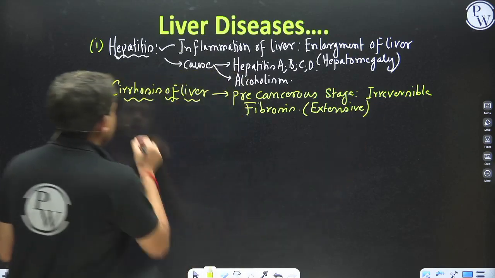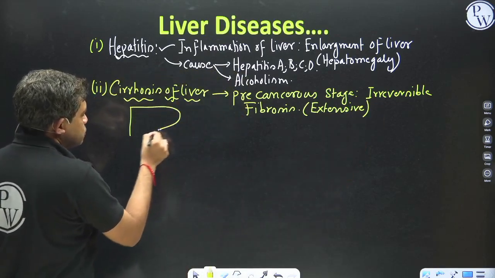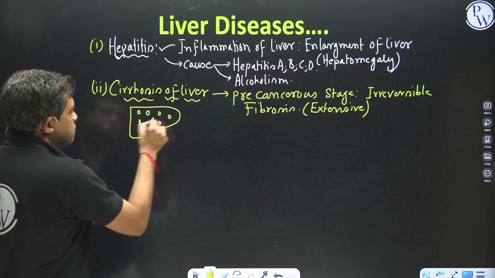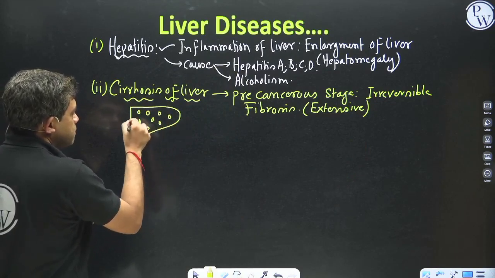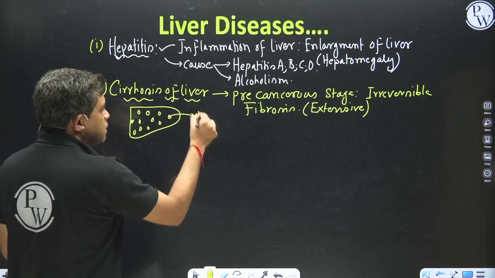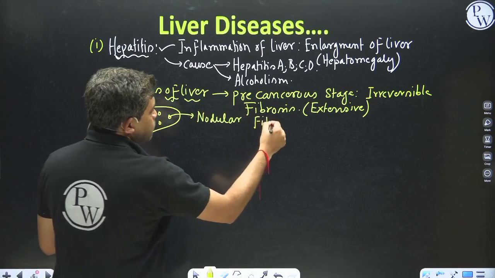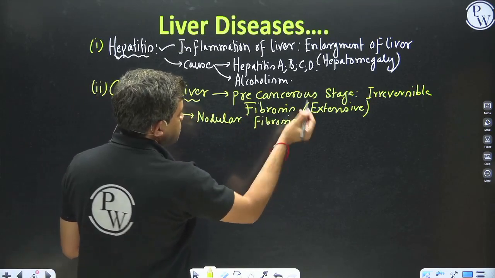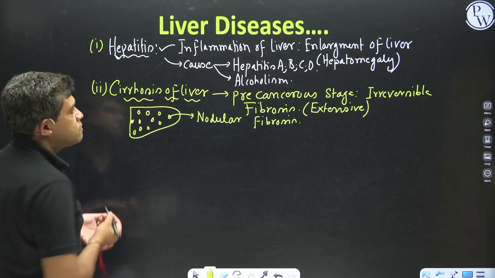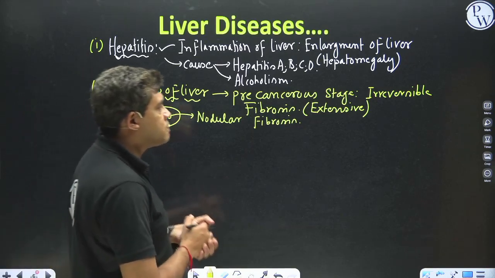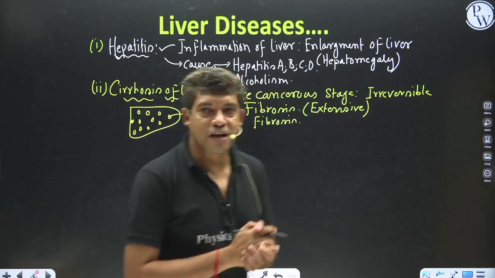Understand? And how does this liver look? Say this one is the liver. This is actually associated with nodular fibrosis. There will be appearance of nodules. So these are the nodular fibrosis. Okay, this is very important, and this is how the liver looks. So cirrhosis of liver is an irreversible precancerous and extensive fibrosis.